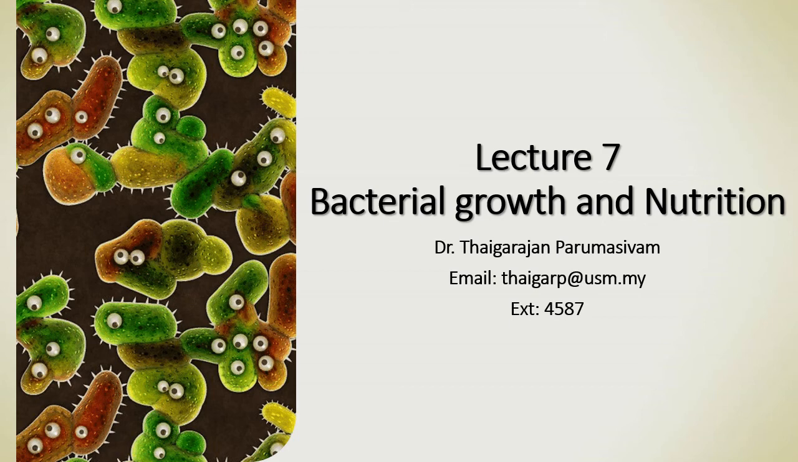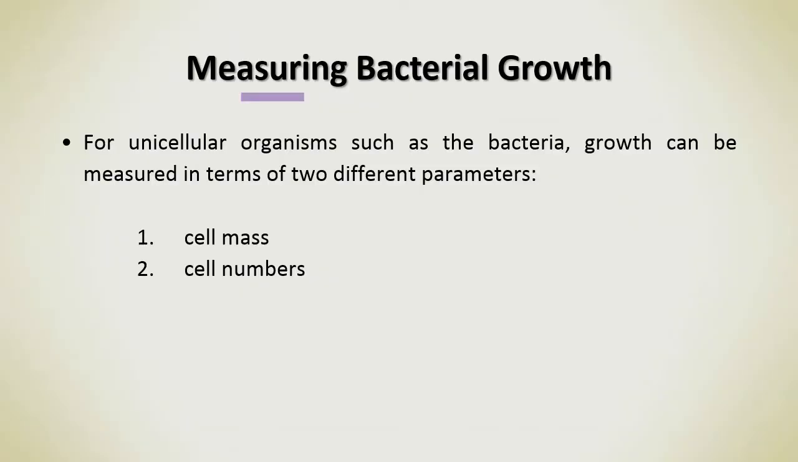Okay, hi everyone. So let's continue with lecture 2 on bacterial growth and nutrition. Okay, measuring bacterial growth. For unicellular organisms such as bacteria, growth can be measured in terms of two different parameters. Either it can be cell mass, where you're measuring the weight of the cell, or it can be cell numbers, for instance CFU per mL.